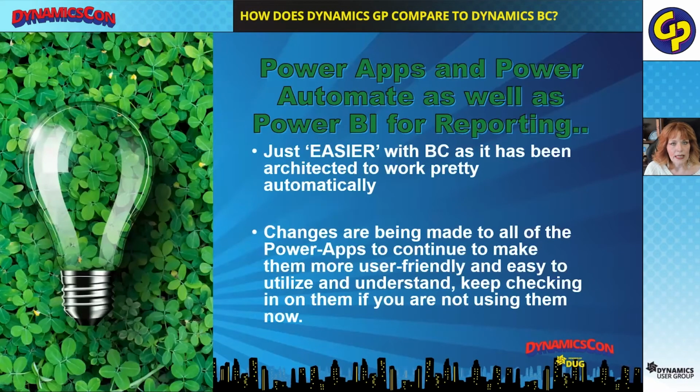The other thing about BC is it's already ready to go with Power Apps, Power BI, Power Automate for approvals. Things are just easier with BC because it was built out to work with these products. Now, you can get Power BI reporting in GP. You can use Power Apps with GP and some other things. A lot of ISV products are using those now for some of their functionality. And changes are always being made to make Power Apps and Power Automate and Power BI more useful with an on-premise solution such as Dynamics GP.